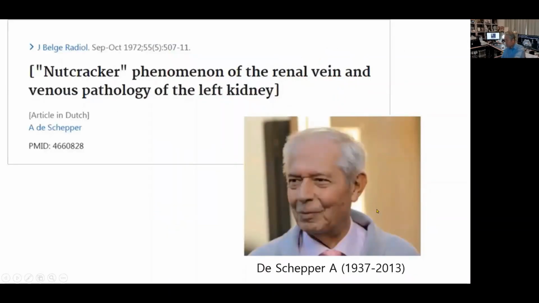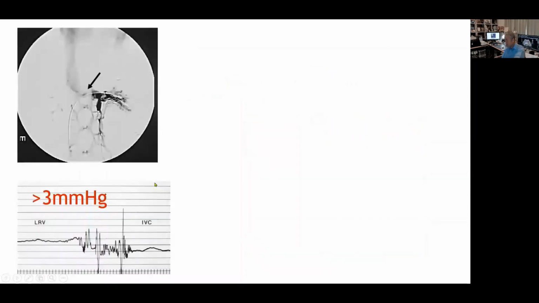This is a photograph of Dr. De Schepper, a Belgian radiologist who first used the term Nutcracker syndrome in his historical article in 1972. Traditionally, the diagnosis of the Nutcracker phenomenon and Nutcracker syndrome depends on the pressure gradient more than 3 mm mercury across the aorta mesenteric left renal vein, but it needs an invasive catheterization.